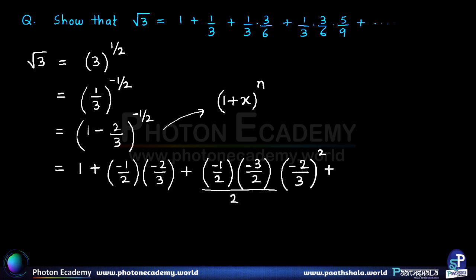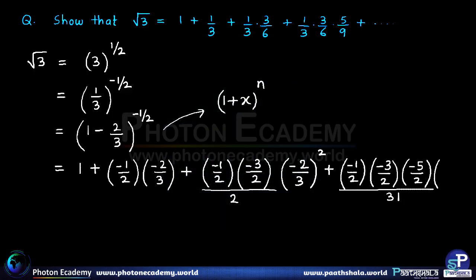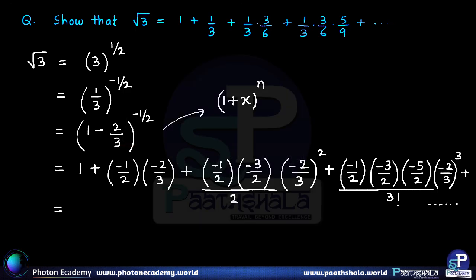Let's write one more term. Here we have minus 1/2 as n, n - 1 is minus 3/2, and n - 2 will be minus 5/2, divided by 3 factorial, and then x cube means (minus 2/3) the whole cube, and so on, since this is an unending expression. So this is equal to, now we have to merely simplify and get the required right hand side.